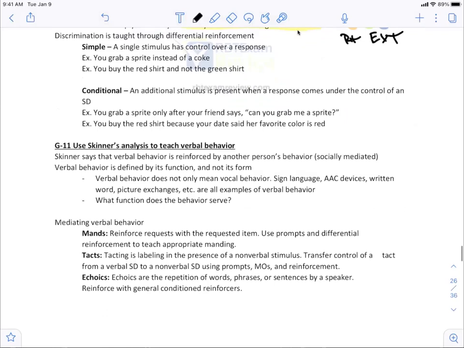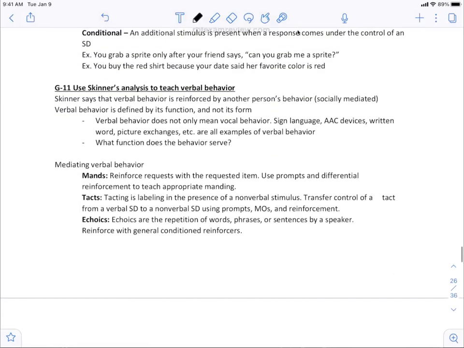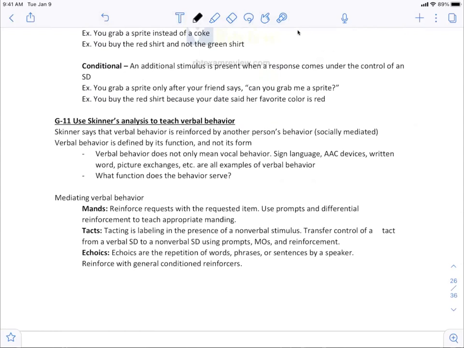G11, use Skinner's analysis to teach verbal behavior. I find it interesting that the 5th edition devotes so little time to verbal behavior. They kind of lump it all in one. Doesn't mean it's not important, right? Does not mean we don't need to know our verbal behaviors. So verbal behavior is what? It's reinforced by another person's behavior. Verbal behavior is socially mediated. Verbal behavior is defined by its function, not its form.